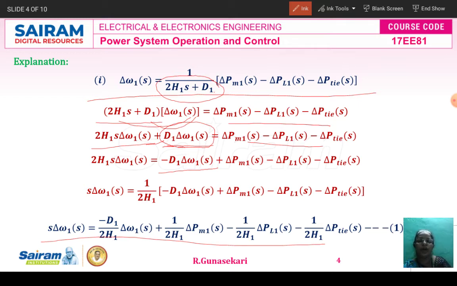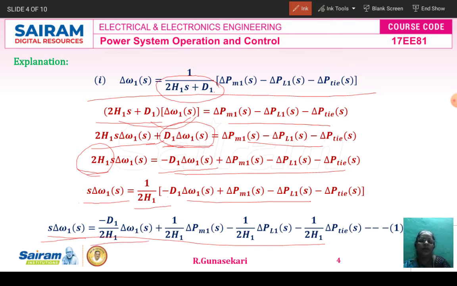Okay, so now you can take the 2h1. Here the left hand side is multiplication, so then the right hand side is division only. So 1 divided by 2h1, the remaining thing is same only. Now you have to multiply the left hand side s into del omega 1 of s, and then 1 divided by 2h1 you can multiply, that is minus d1 del omega 1 of s divided by 2h1, this term.